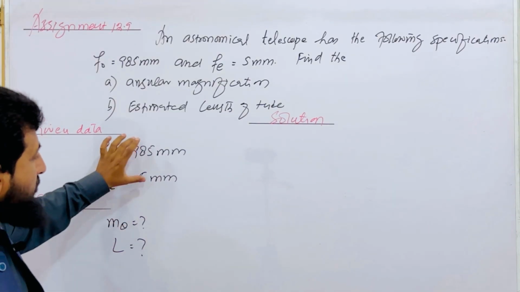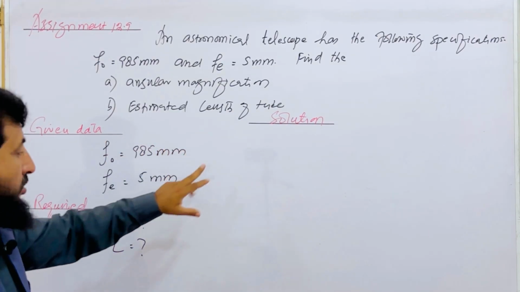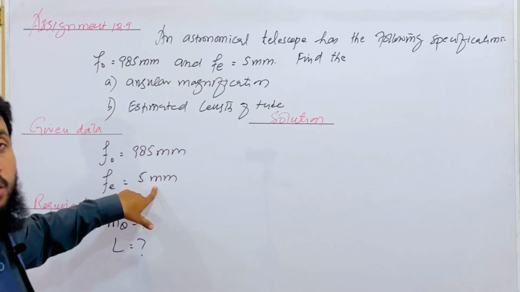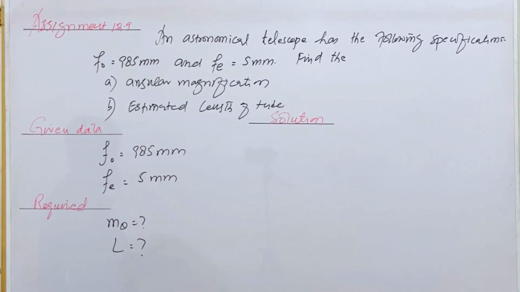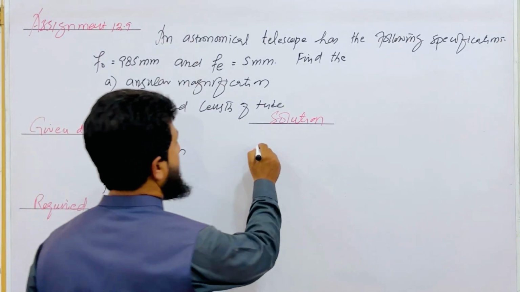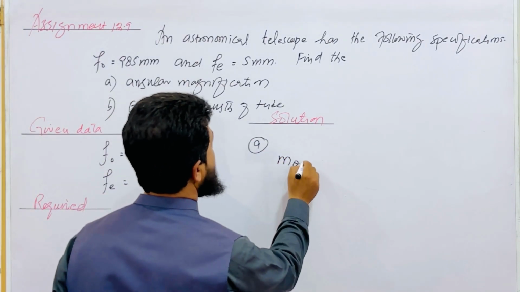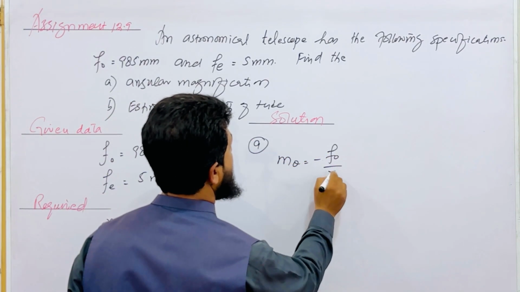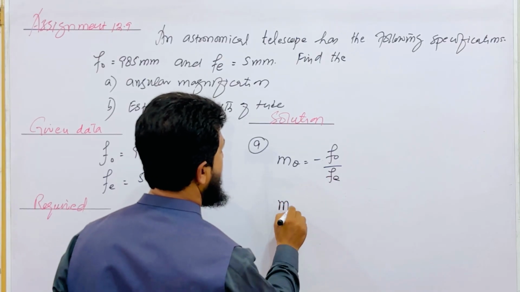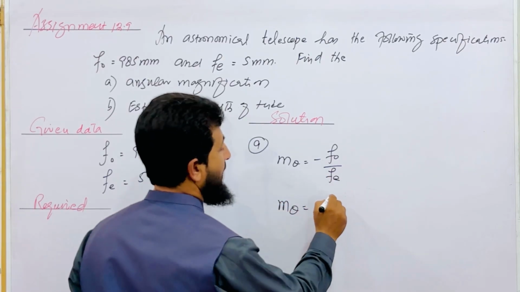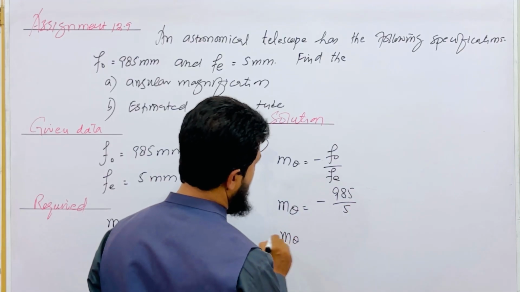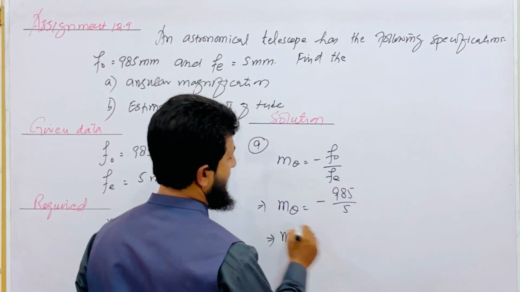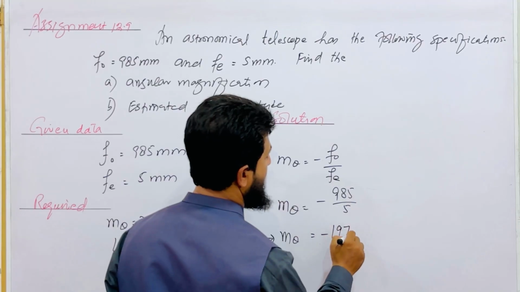यहाँ पर फोकल लेंथ को मीटर में कन्वर्ट करने की भी ज़रूरत है क्योंकि दोनों ही एक तरह के यूनिट्स में है. ये भी मिलीमीटर में है और ये भी मिलीमीटर में है, तो इनको कन्वर्ट करने की ज़रूरत नहीं. हम सबसे पहले फाइंड आउट करेंगे m थीटा विच इज़ इक्वल टू माइनस फोकल लेंथ ऑफ ऑब्जेक्टिव डिवाइड बाई फोकल लेंथ ऑफ आई पीस. m थीटा इज इक्वल टू माइनस 985 डिवाइडेड बाई 5. वी विल गेट m थीटा इज इक्वल टू minus 197.